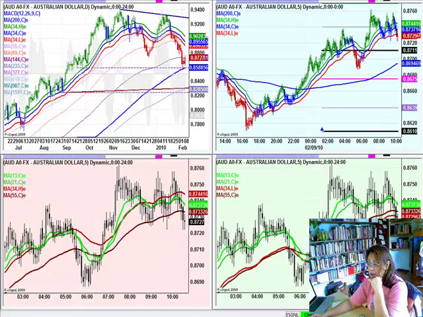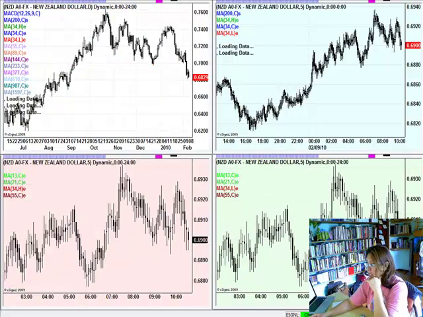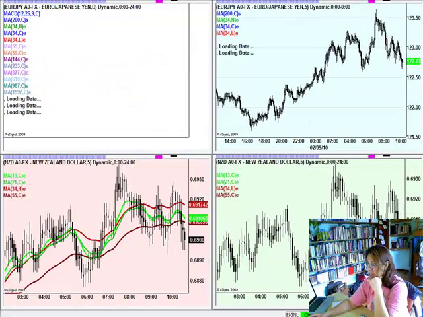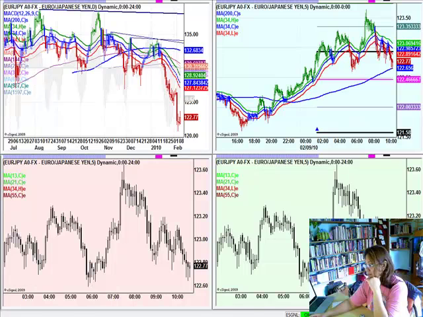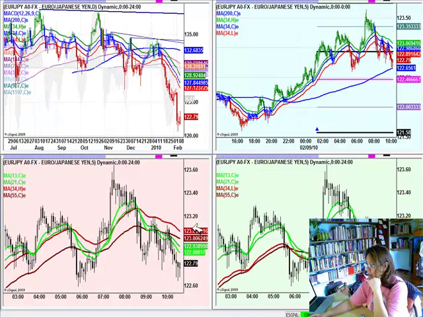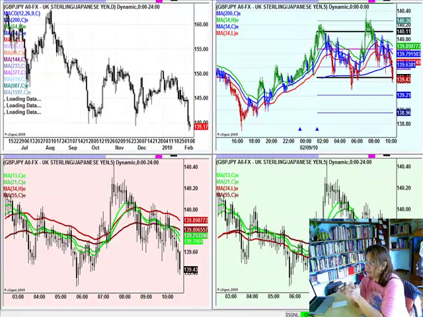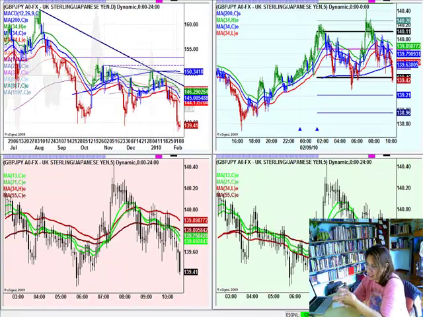All right, Aussie, not so much. Kiwi, nah. Next, Euro Yen. It's trying. I could look at the downtrending chart, but again, is this the best I can see in terms of a markdown cycle? How about I give it a handful of candles and see if the markdown cycle establishes itself any better. And then finally, the pound yen. Same thing. Let's give it a handful of candles and see if it establishes itself any better.